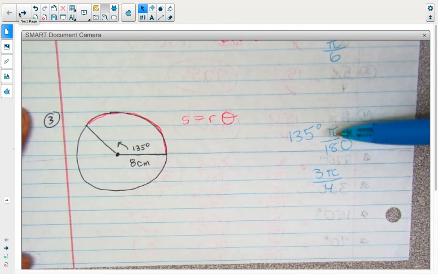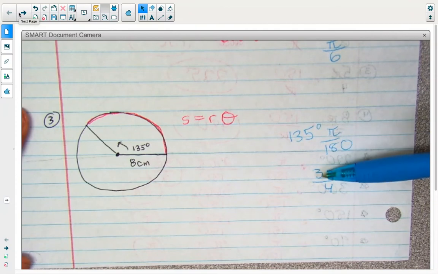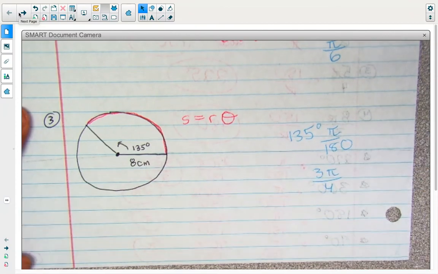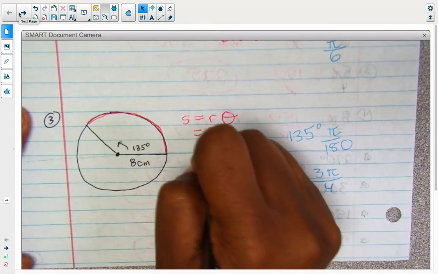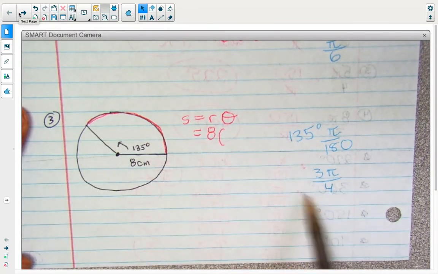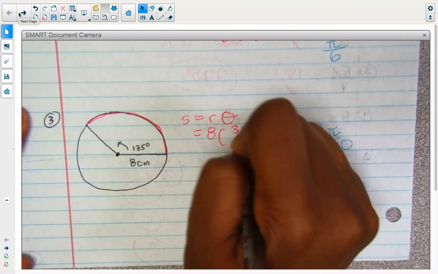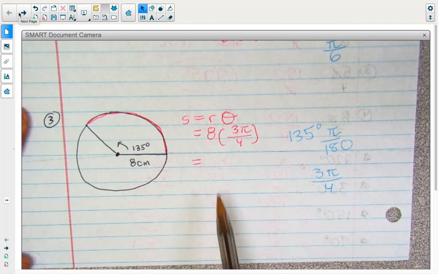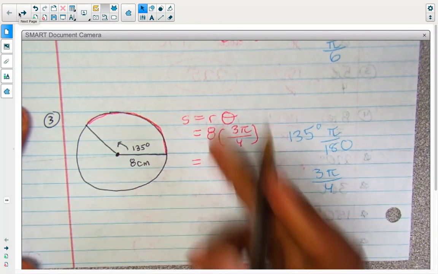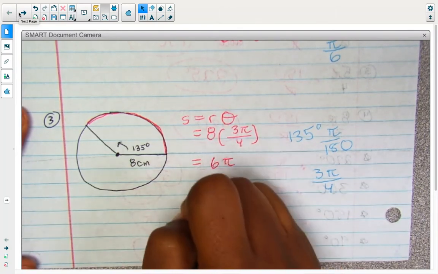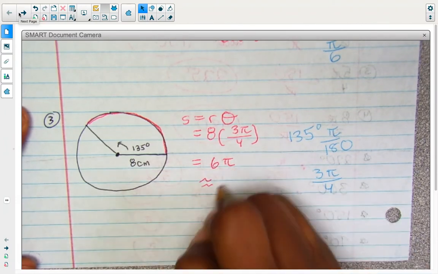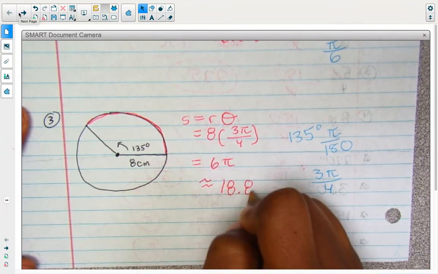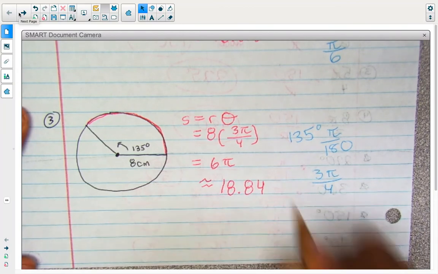So conversion factor is pi over 180, reduce your fraction. 135 over 180 reduces to 3/4. So when I'm substituting into my formula, my radius is 8, and my angle in radians is 3 pi 4ths. We go through and multiply this. This gives me 8 times 3 is 24, divided by 4, this gives me 6 pi. And as a decimal, it gives me 18.84.